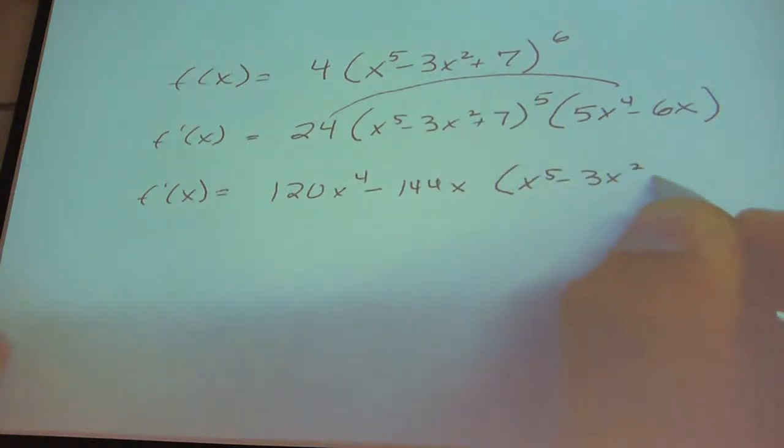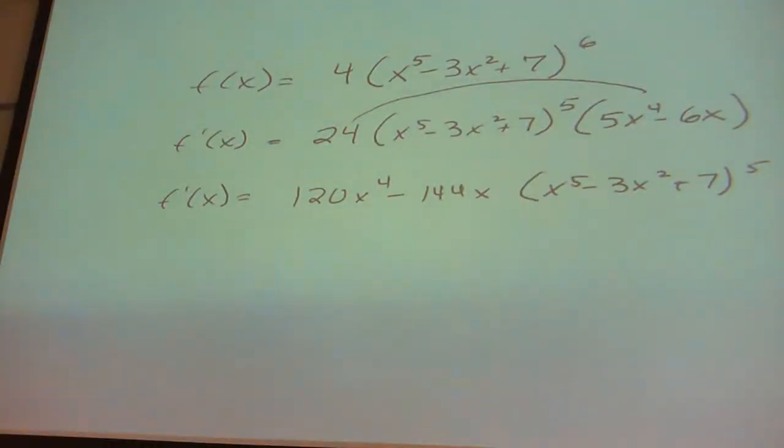Now again, this simplifying part is algebra, cleaning up. Is this a correct answer or incorrect answer? Is 120x to the 4 minus 144x times x to the 5th minus 3x squared plus 7 raised to the 5th, is that correct or incorrect? Would I take points off or would I leave it alone? I'd take points off. Why? Algebra, algebra.